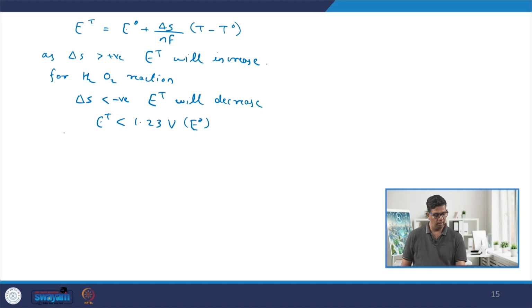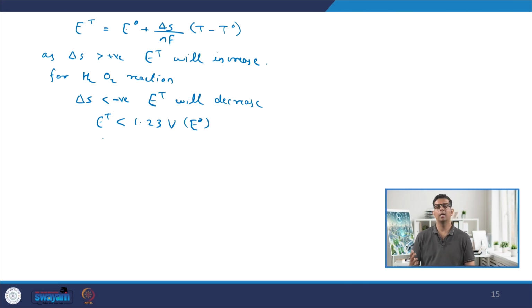So, what does it mean? Does it mean that we should always operate the cell at STP all the time to get the maximum reversible cell potential? That is not the case. If you look at the practical applications of these fuel cells or electrolyzers, they are conventionally operated at very elevated temperatures, typically 60 or 70 degrees in case of low temperature fuel cells or electrolyzers, 150 to 200 degrees Celsius, or 600 degrees Celsius or even 1000 degrees Celsius.